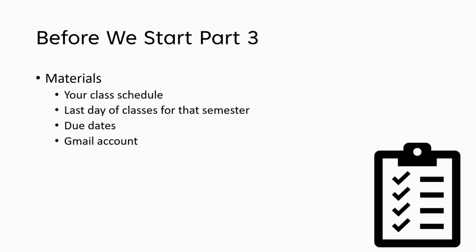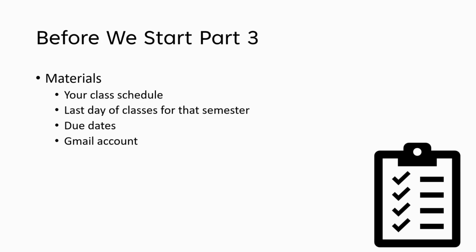Finally, before we start, the materials. First, you need your class schedule. We need to know at what time your classes meet and what days. Second, we need to know when is the last day of classes for that semester. You may also want to have some due dates. Maybe you don't have all of them right now, but some due dates to start putting into the calendar and seeing how it works. And of course, you need a Gmail account because that's how you access Google Calendar.